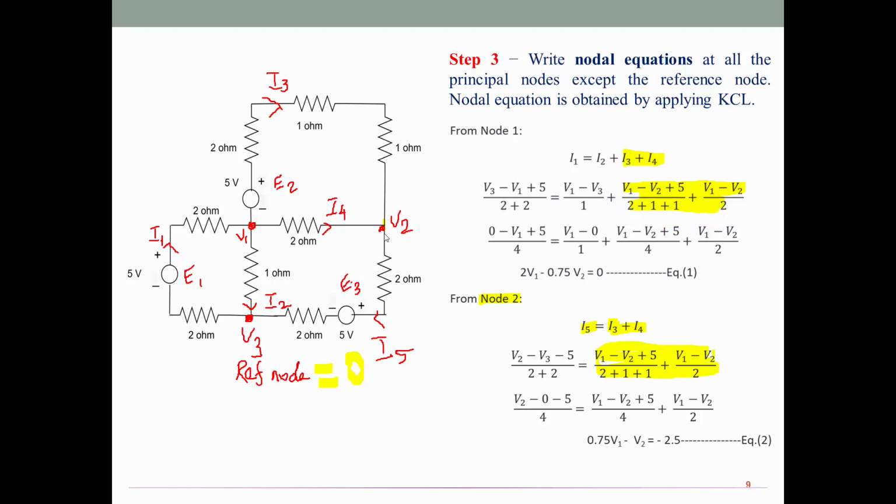You go for I5 flowing between V2 and V3. From V2 towards V3. So V2 minus V3. So look at the 5 volt source I am having. So current leaving the negative of the voltage source, so minus 5. In the denominator we have 2 plus 2 ohms. Then as usual substitute the value for V3 and simplify this equation. You may get 0.75 V1 minus V2 is equal to minus 2.5 as equation number 2.